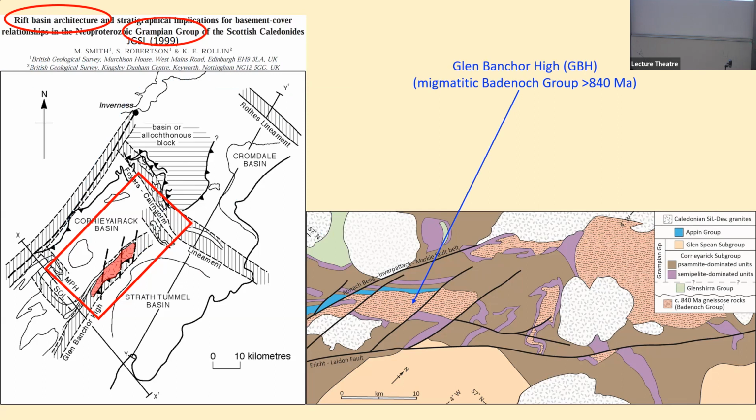We have the basement, that is the continental crust that's supposed to be the uplifted footwall or the fault blocks, the Glen Banker group. Sorry, the Badenoch group. These are migmatitic rocks that form the so-called Rift Basin High, just like the Black Mountains or the Panamint Mountains, as I showed you in Death Valley.